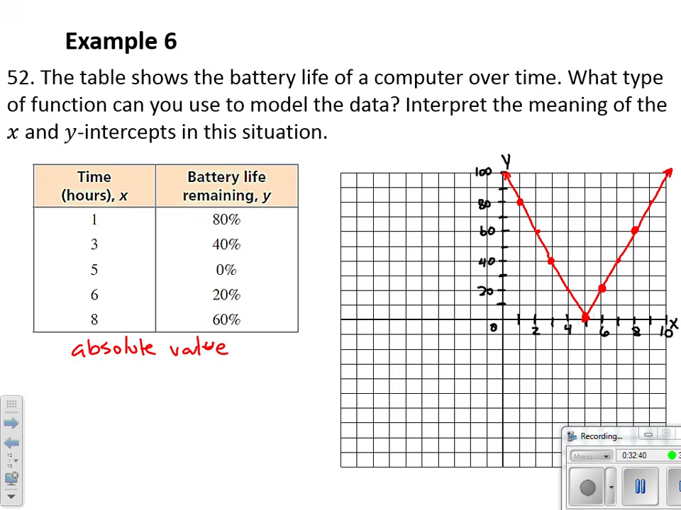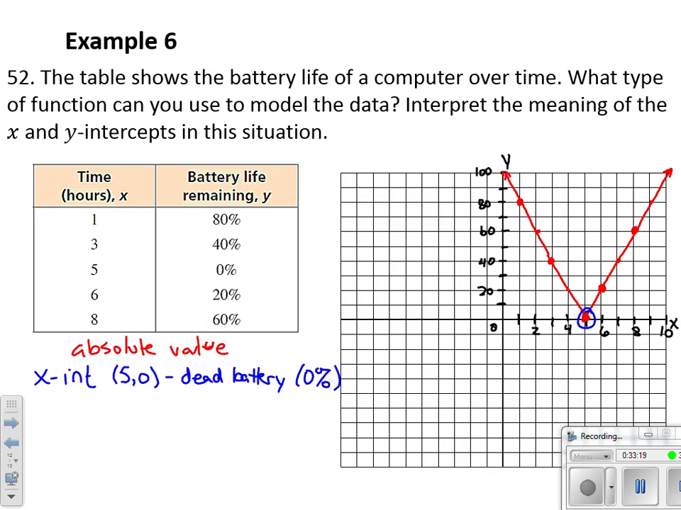Well, our x-intercept, where does that graph meet up with the x-axis? So here is our x-intercept. It's the point (5, 0). And that indicates that when our x, which is representing time, is 5, the y value, the battery life, is 0. So that's representing the point where we have a dead battery. Dead battery, of course, meaning 0% battery life remaining.